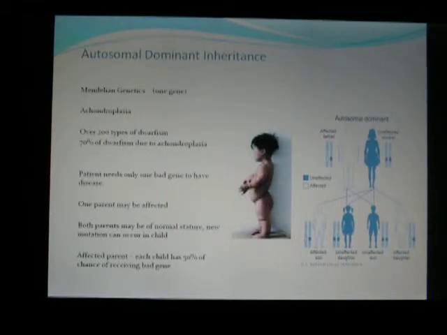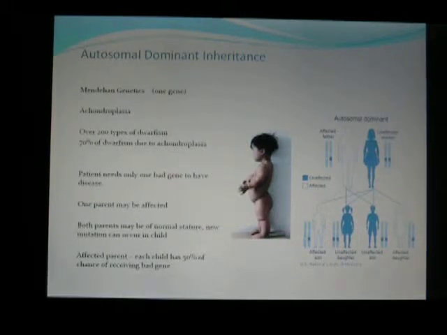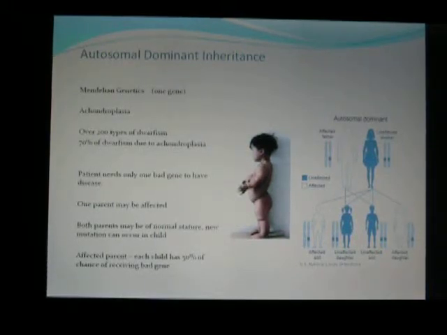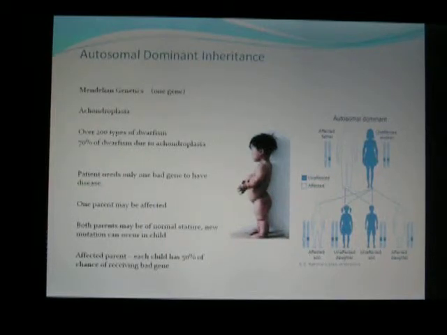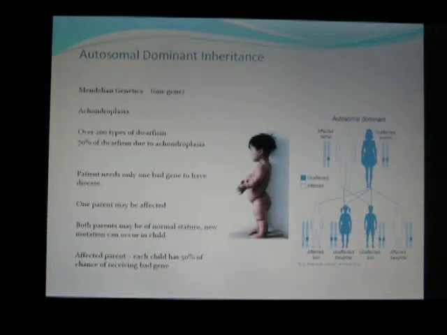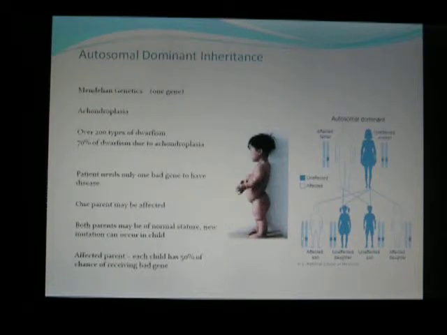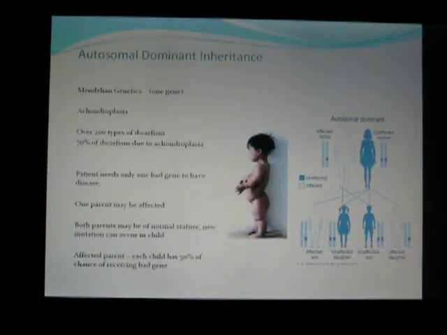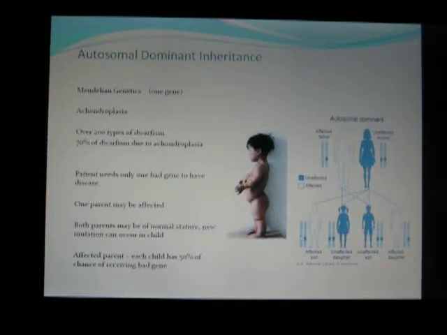So this is for autosomal dominant inheritance. This, again, is Mendelian genetics. Mendelian genetics means that there's one gene that's involved. A good example of an autosomal dominant inheritance type disease is achondroplasia, which is the most common form of dwarfism. There are over 200 types of dwarfism, and 70% of dwarfism is due to achondroplasia, meaning that the other 200 disorders are quite rare, and all of the 200 together make up 30% of dwarfism.